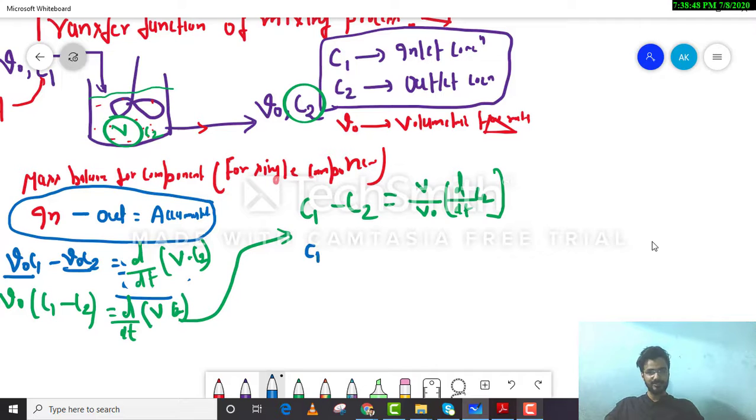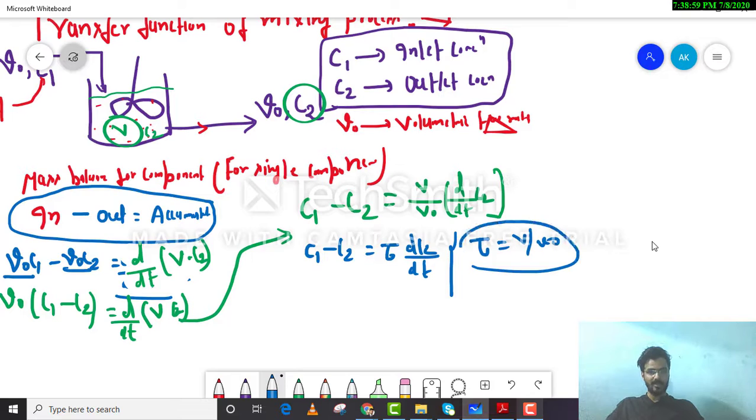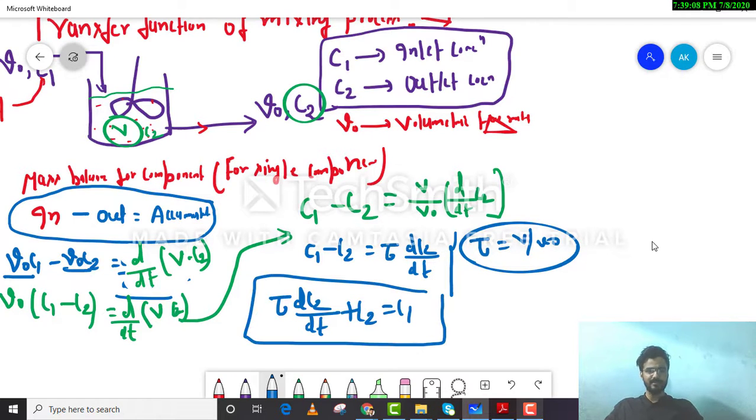C1 minus C2 equals tau dC2 by dt. And here, if you see the tau value, tau is equal to V upon V naught. Now understand tau: if you write tau dC2 upon dt plus C2 equals C1, then my dear students, from here this will be a transfer function of first order, and already you know how we used to derive the transfer function from the first order differential equation.